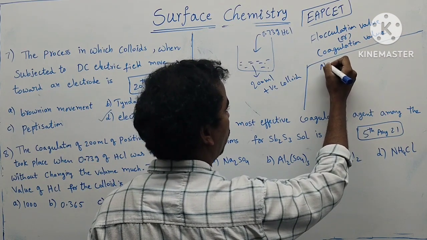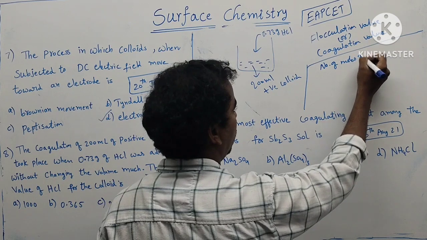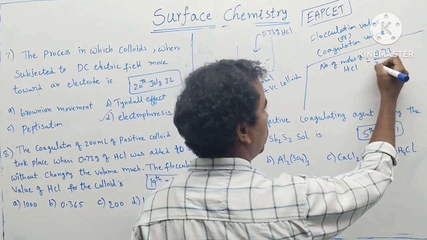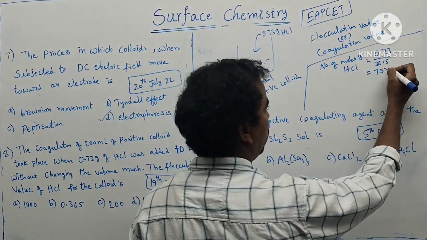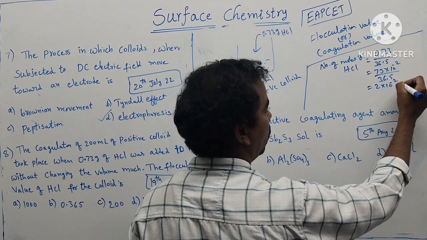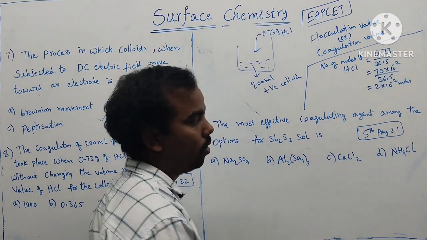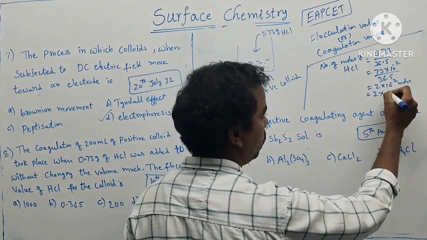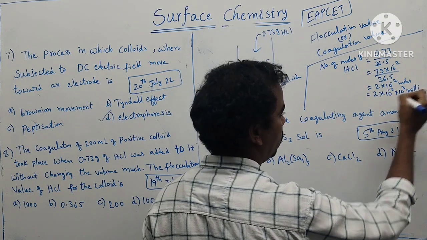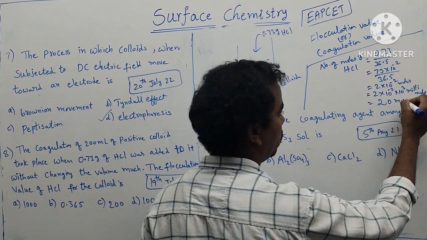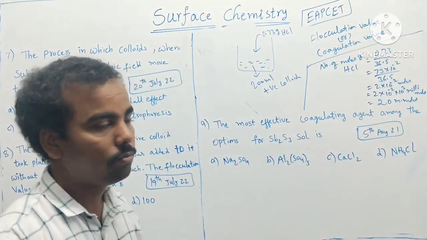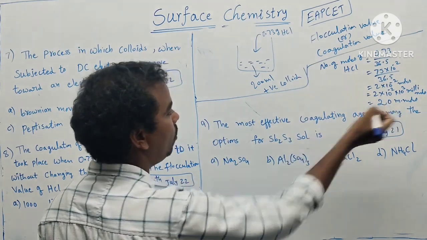0.73 grams means the number of moles of HCl equals weight by gram molecular weight, 0.73 by HCl's gram molecular weight, 36.5. That means 73 into 10 power minus 2 by 36.5, so 2 into 10 power minus 2 moles. Converted into millimoles, 1 mole equals 1000 millimoles. So 2 into 10 power minus 2 into 10 cube millimoles, that means 20 millimoles. For 200 ml colloidal solution, 20 millimoles is required.